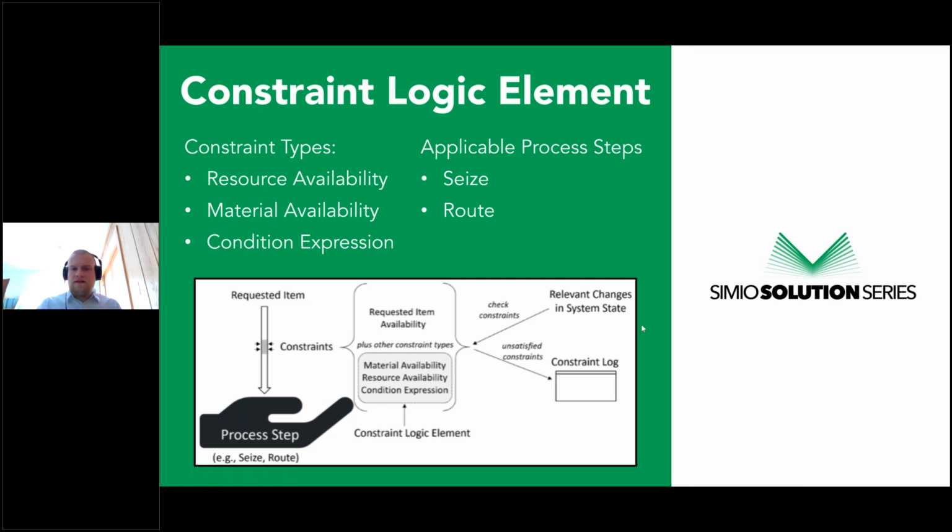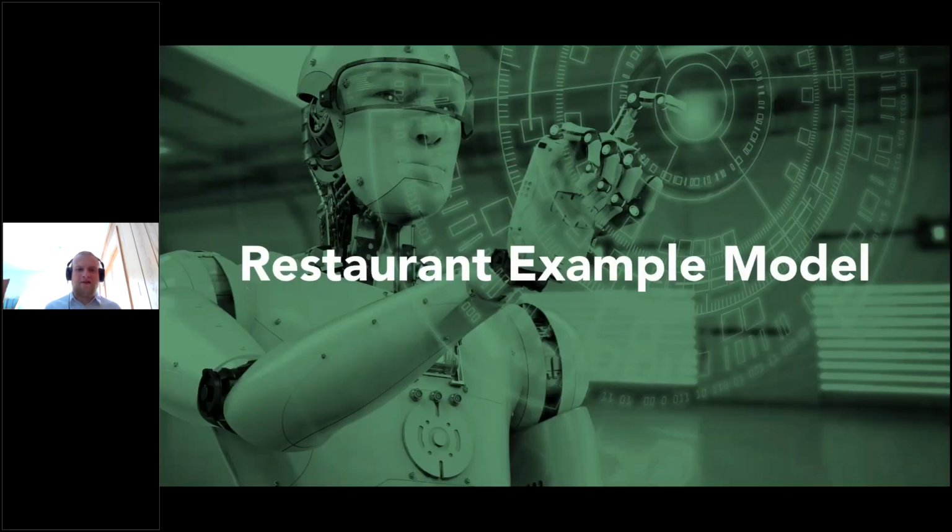Now, let's talk about the restaurant example model that I have for demonstrating the constraints today. As many people know, I have a background in the restaurant industry, so it's very easy for me to describe the different constraint types in that industry, and I feel that industry provides some unique constraints that our traditional manufacturing environments may not experience.